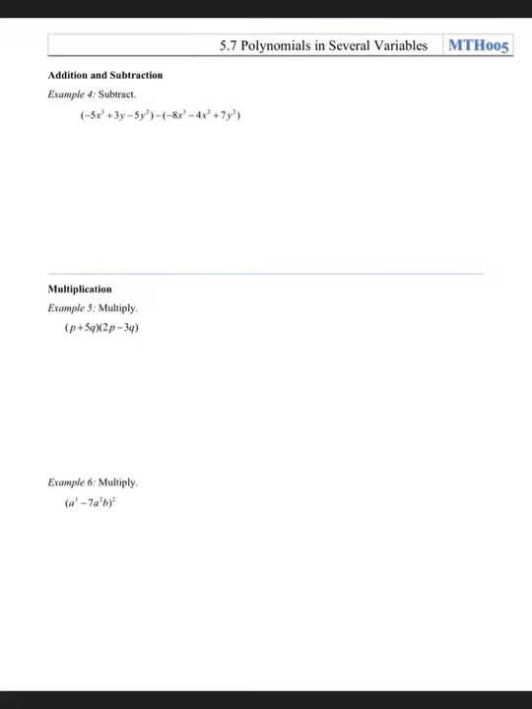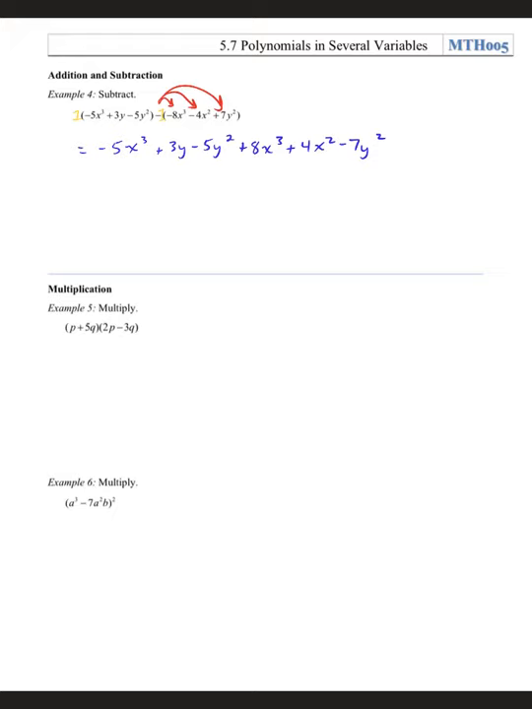Okay, so now we're just going to work through a couple examples. The first one, we're going to subtract. Just like we looked at a couple sections ago, you have to get rid of the parentheses. So in this first one, you have to distribute a positive one. The second, you have to distribute the negative one. So when we do this, we get negative 5x cubed plus 3y minus 5y squared. Now we have to distribute this negative 1, which ultimately changes the signs inside the parentheses. So plus 8x cubed plus 4x squared minus 7y squared.